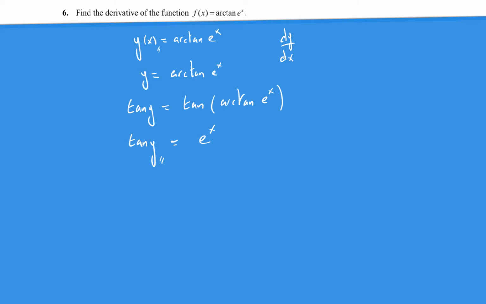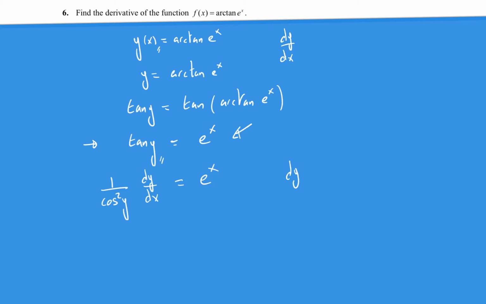So if I find the derivative of y, by doing the derivative of this expression with respect to x, I'm done. The derivative of tangent of y is 1 divided by cosine square of y, or secant square, times the derivative of y with respect to x. So this is the derivative of the left side of this equation. And the derivative of e to the x is e to the x. So the problem is almost done.